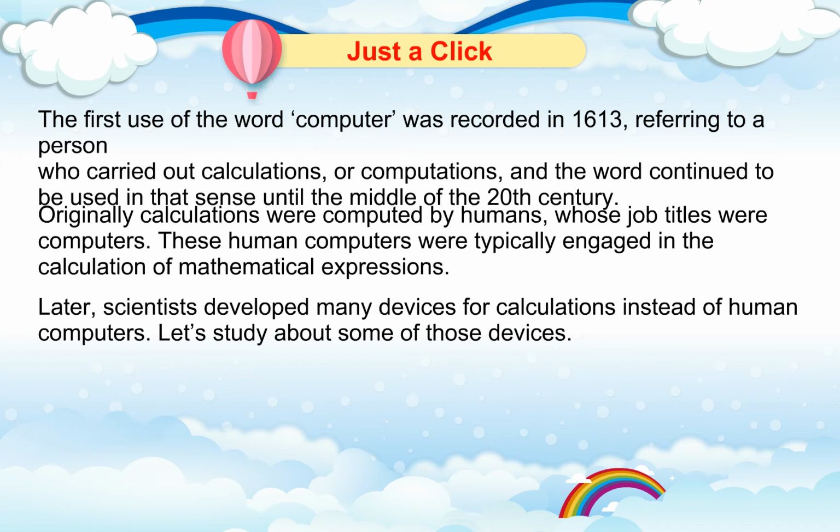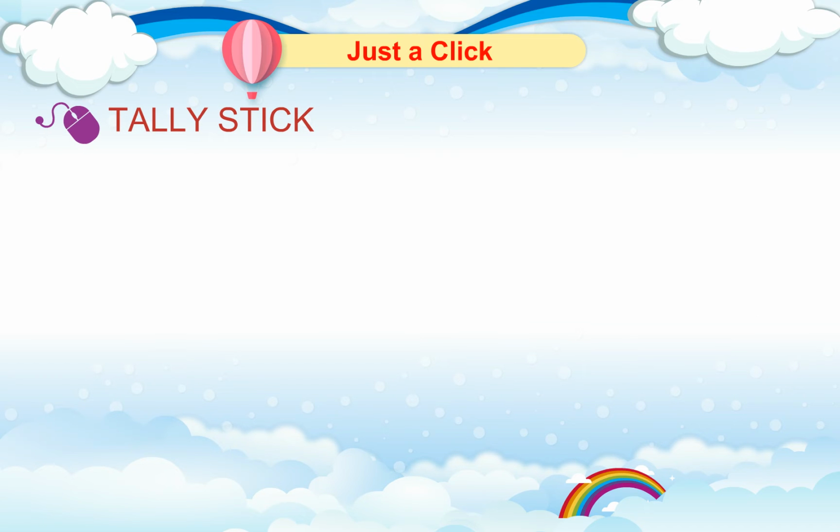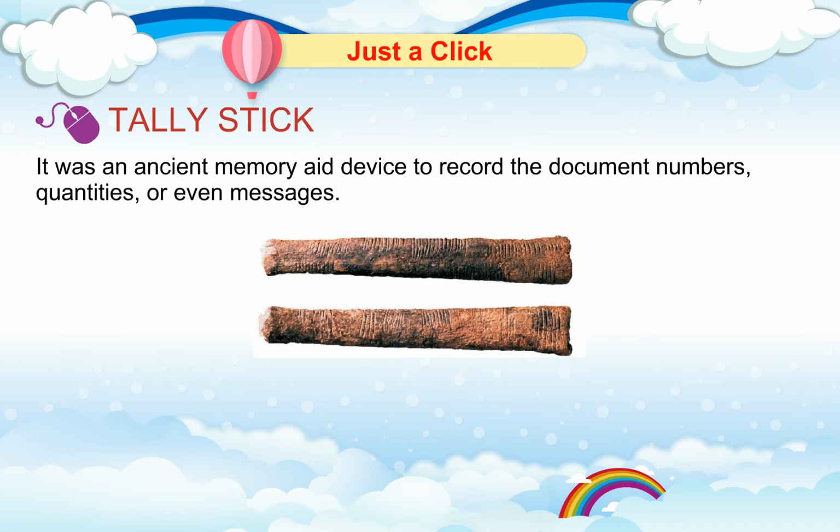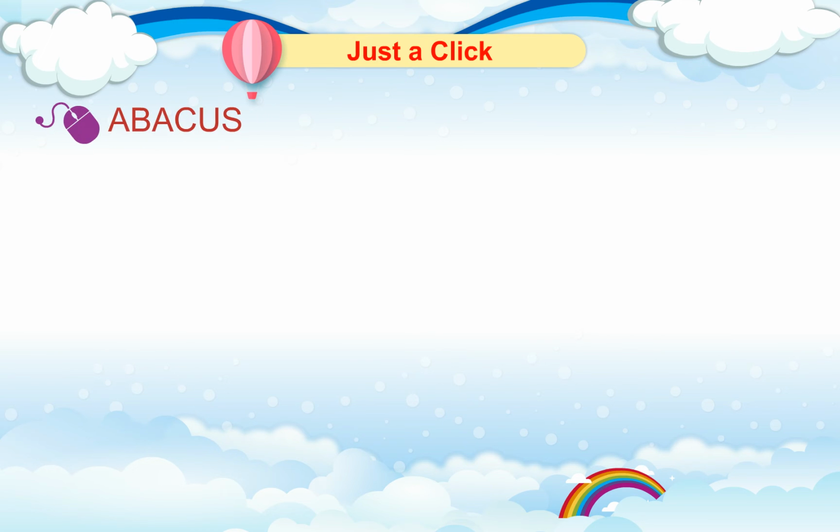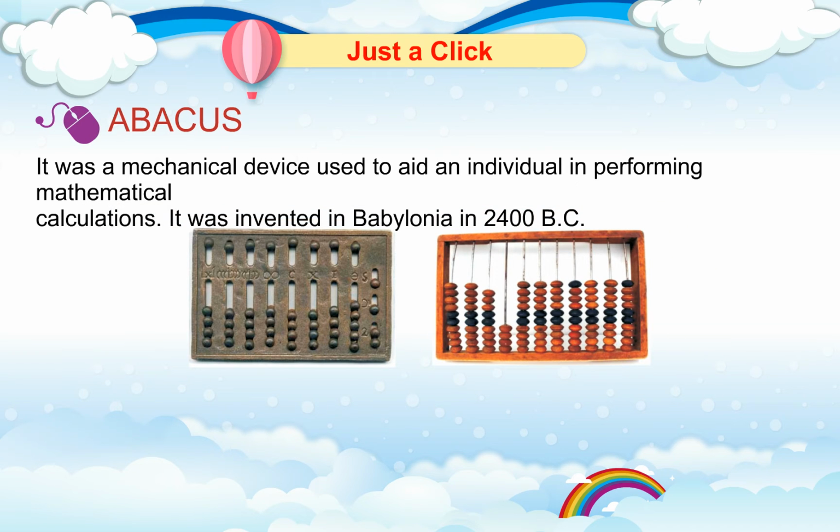Later, scientists developed many devices for calculations instead of human computers. Let's study about some of those devices. Tally stick. It was an ancient memory aid device to record the document numbers, quantities, or even messages. Abacus. It was a mechanical device used to aid an individual in performing mathematical calculations.